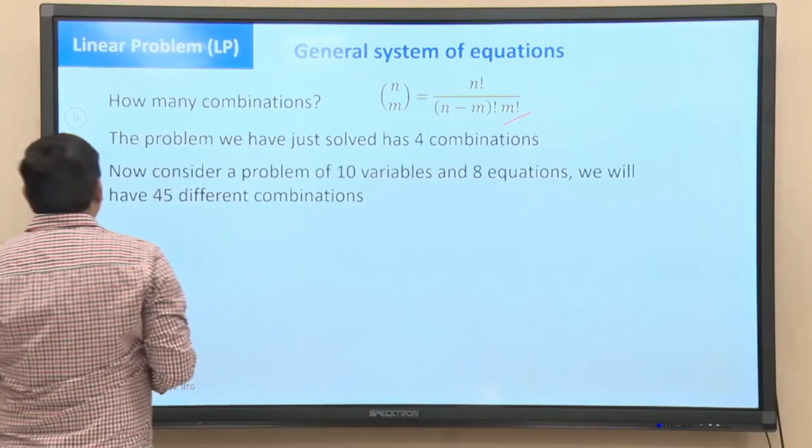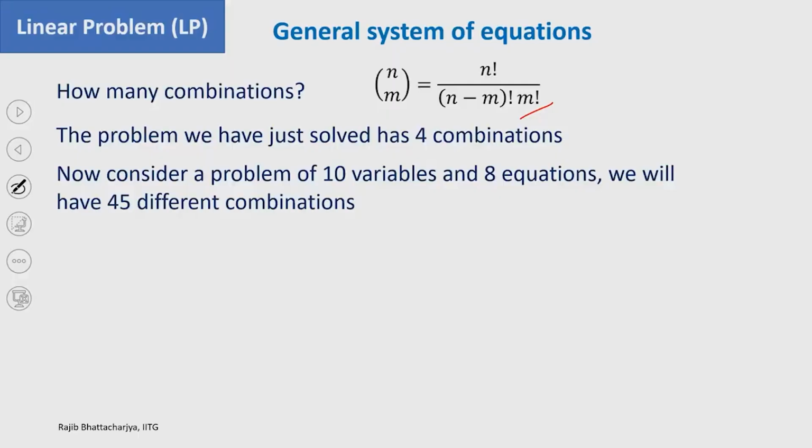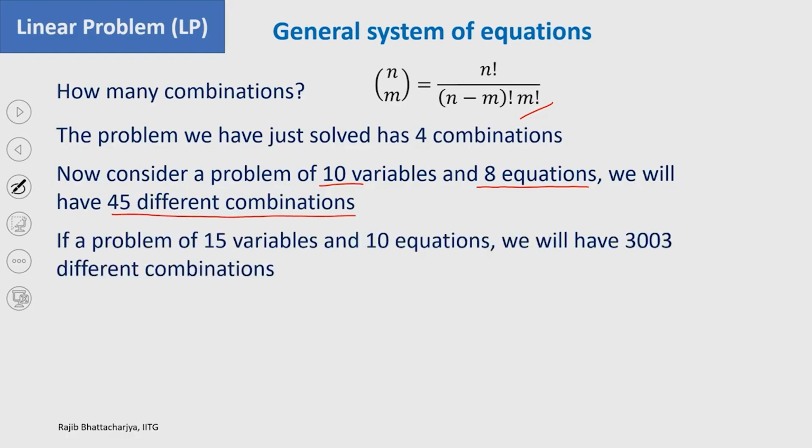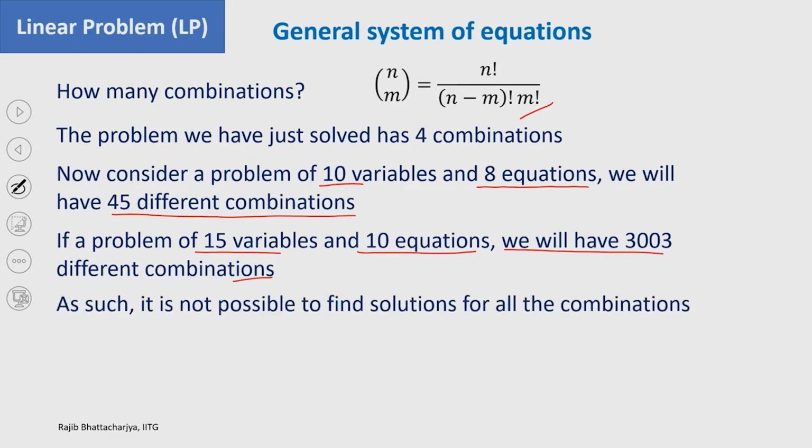Okay. Now, consider a problem of 10 variables and 8 equations. Okay. So, if you have 10 variables and 8 equations, we will have 45 different combinations. So, if you have a problem of 15 variables and 10 equations, we will have 3003 different combinations. So, as such it is not possible to find the solution for all the combinations. So, this is not possible, you just see.